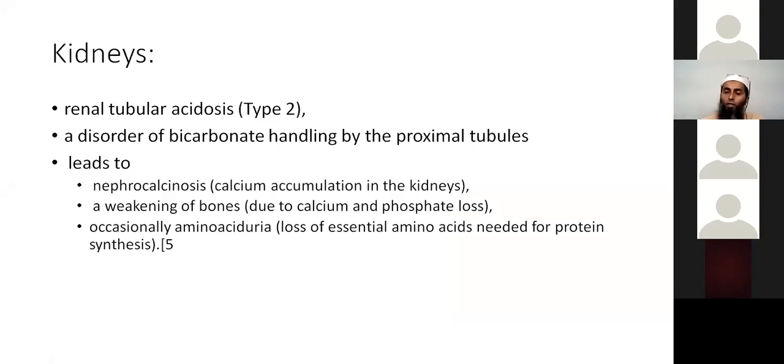Because of that, it may cause increased calcium deposit in the kidney, and more loss of calcium from the bones, making the bones weaker and depositing calcium in the kidney, leading to nephrocalcinosis, right? So remember, this is called renal tubular acidosis type 2, right?